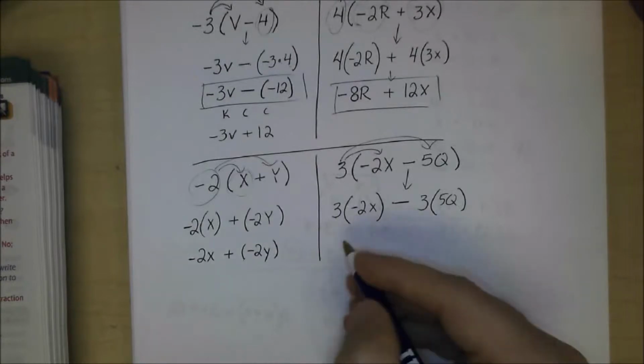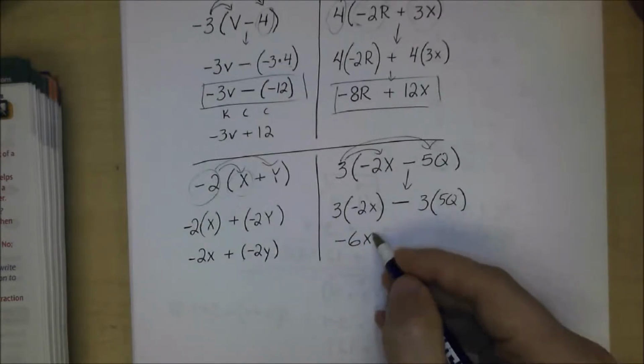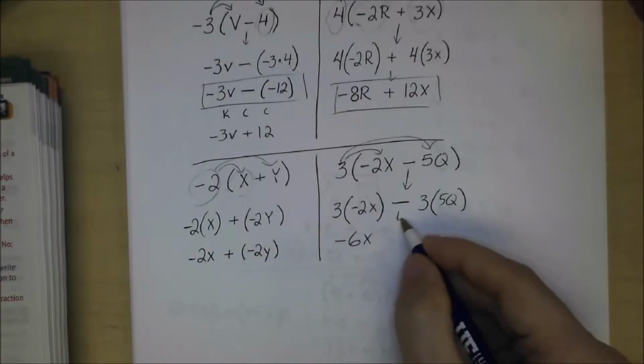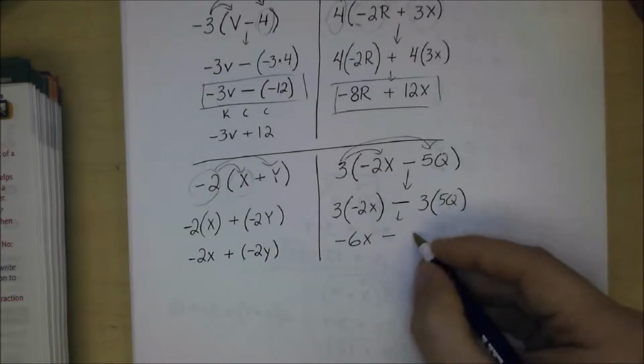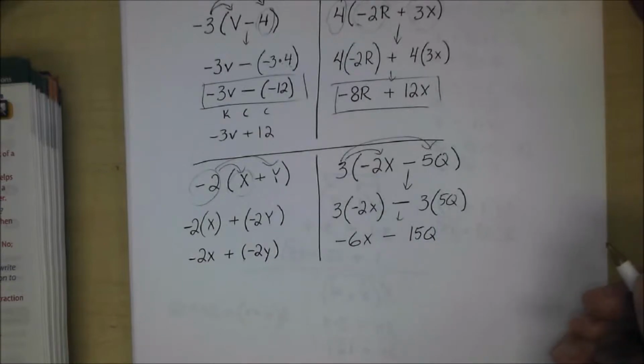Now I can simplify this. 3 times negative 2 is negative 6. Still have the x, don't forget that. Make sure you know how we went from that to that. Still have the minus. 3 times 5q. 3 times 5 is 15. And the q's right there.